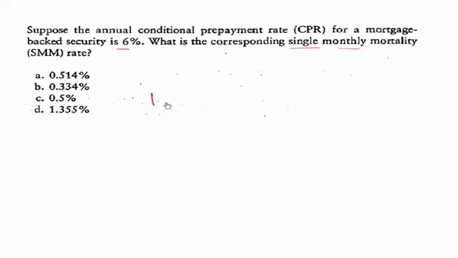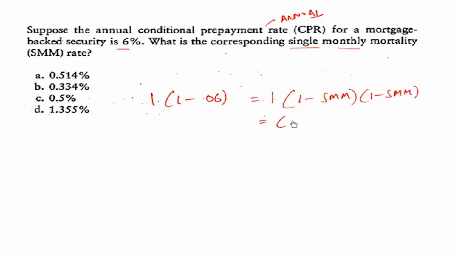So if $1 was outstanding, then in a year, the conditional prepayment rate is an annual rate. So 6% will be repaid at the end of the year, or what will be outstanding will be 1 minus 0.06. If SMM is the monthly prepayment, so if $1 was outstanding at the beginning, then 1 minus SMM will be outstanding after the first month. Of this, another SMM will be repaid in the second month, and what will be left will be (1 minus SMM) to the power 12 by the end of the 12th month.